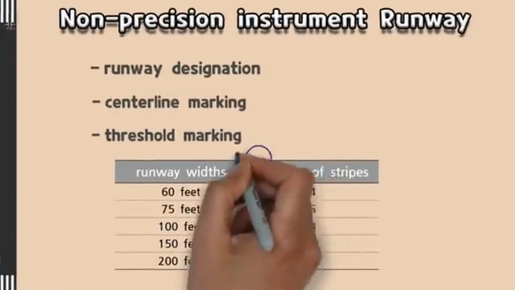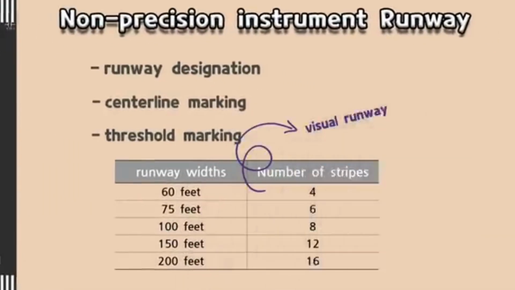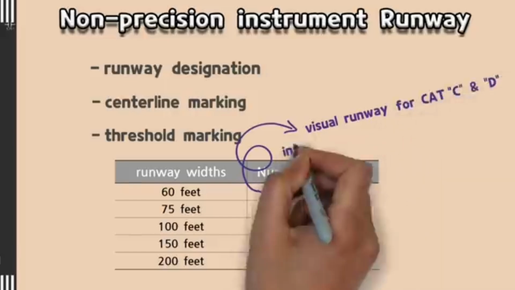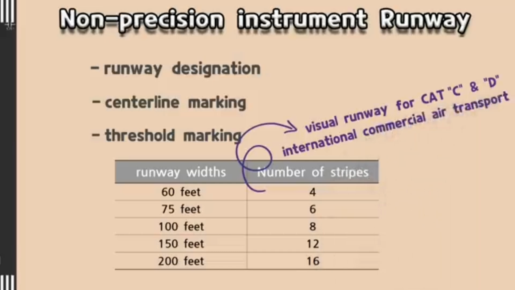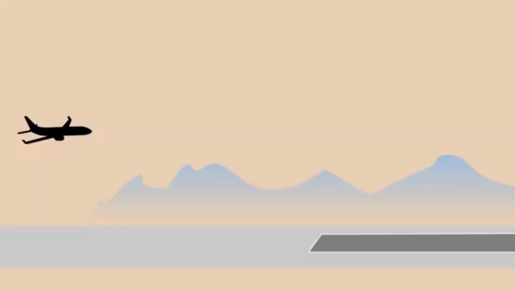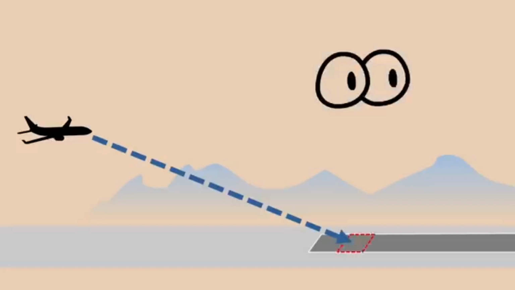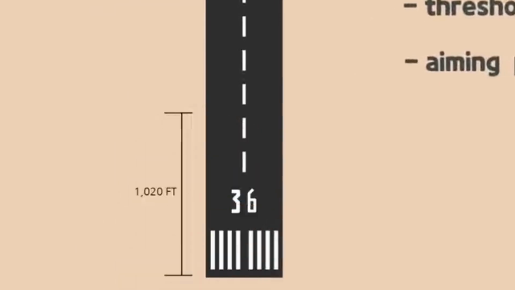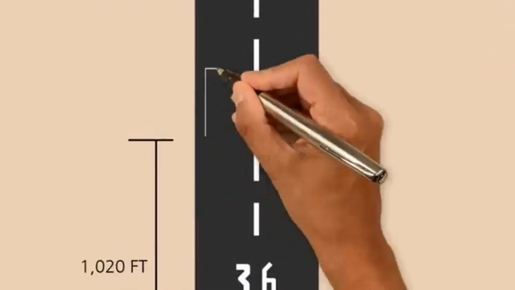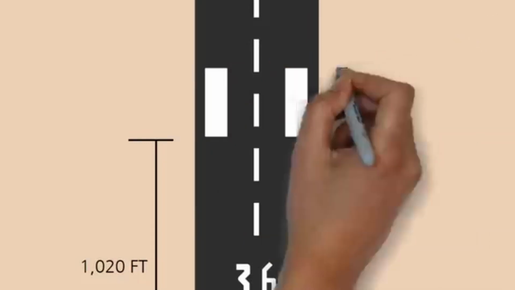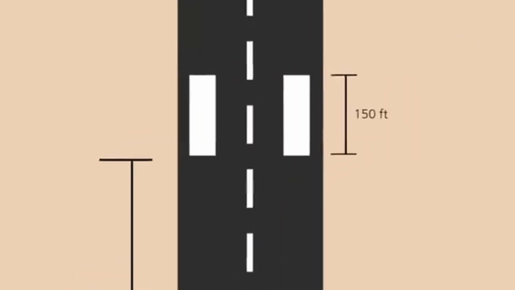Threshold marking is used even in the case of a visual runway, when it meets the conditions of serving approach categories Charlie and Delta airplanes, or intended to be used by international commercial air transport. Third, aiming point marking is added. The aiming point marking serves as a visual aiming point for a landing aircraft. The aiming points are white, and the beginning of these markings are located 1,020 feet from the threshold. The aiming points consist of 2 rectangular markings, 150 feet in length, located on each side of the runway centerline.